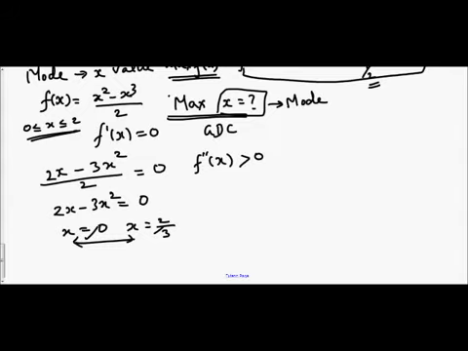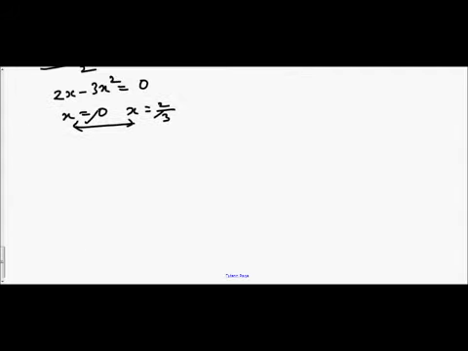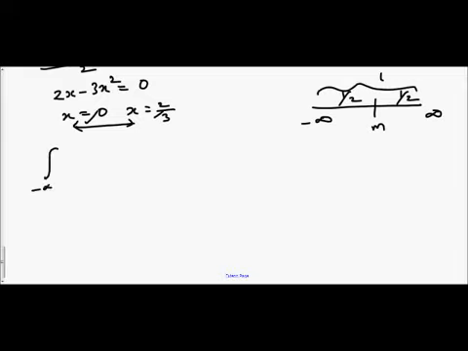Okay, what about the median? The median is halfway, right? From minus infinity to infinity, at a particular place it divides the whole part into half, because the total is 1. Therefore the integral from minus infinity to m of f(x) dx should be equal to half, and this m gives you the median.